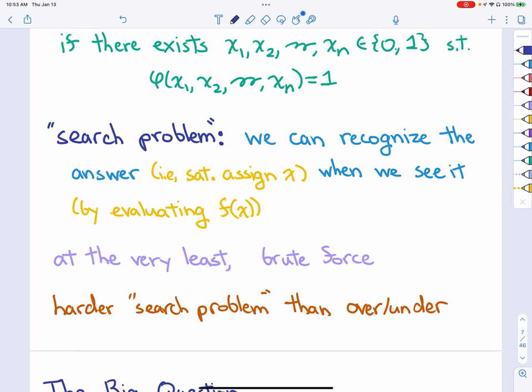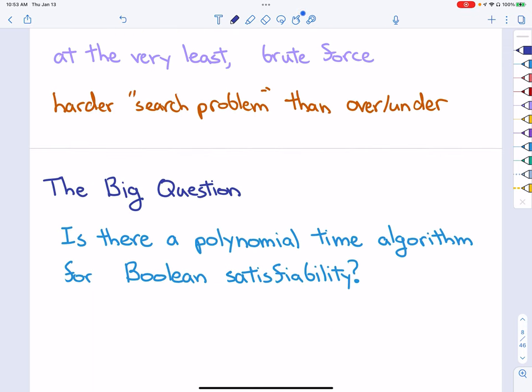So that brings us to the big question, today's lecture. Is there a polynomial time algorithm for solving Boolean formulas? We have an exponential time algorithm. It's not particularly interesting. So here I'm quite happy to open the floor. Does anyone have any ideas to try to go about this problem in an organized fashion and try to do better than brute force?